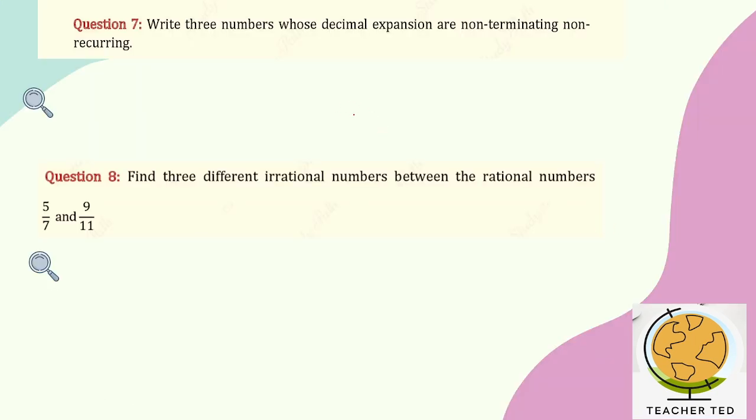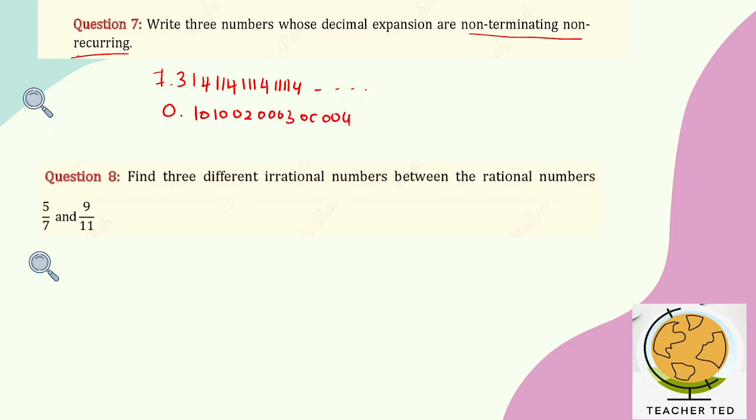Write three numbers whose decimal expansion is non-terminating, non-recurring. You already studied this, and in the previous video I explained what is the meaning of non-terminating and non-recurring. You can write any three examples. I'm going to write three examples here: 7.314, 1114, etc., and the second example is 0.10, 100, 200, three four zeros, four, etc.